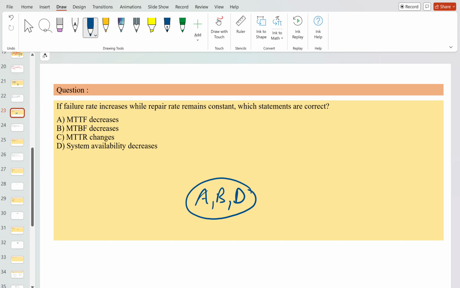So in this statement, when you see, it is saying that when the failure rate increases while the repair time is constant. So it is saying the repair time is actually constant and the failure rate increases.